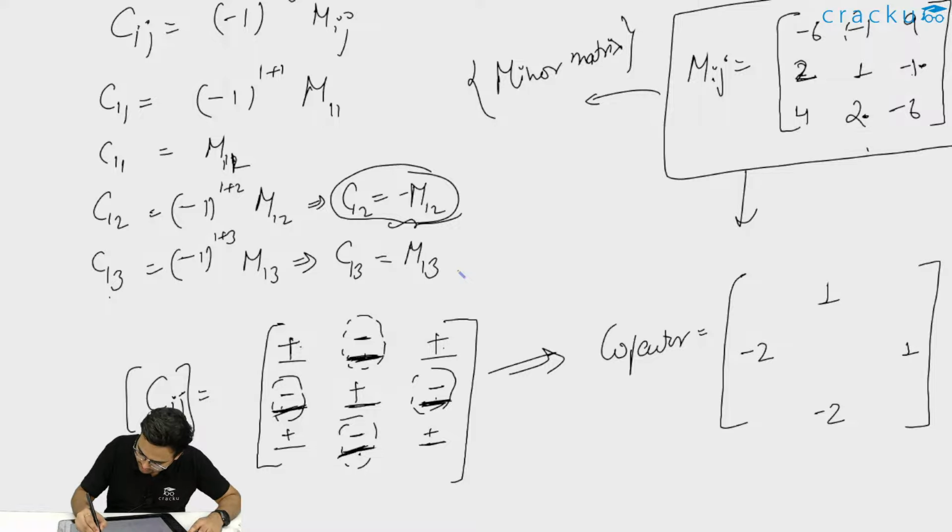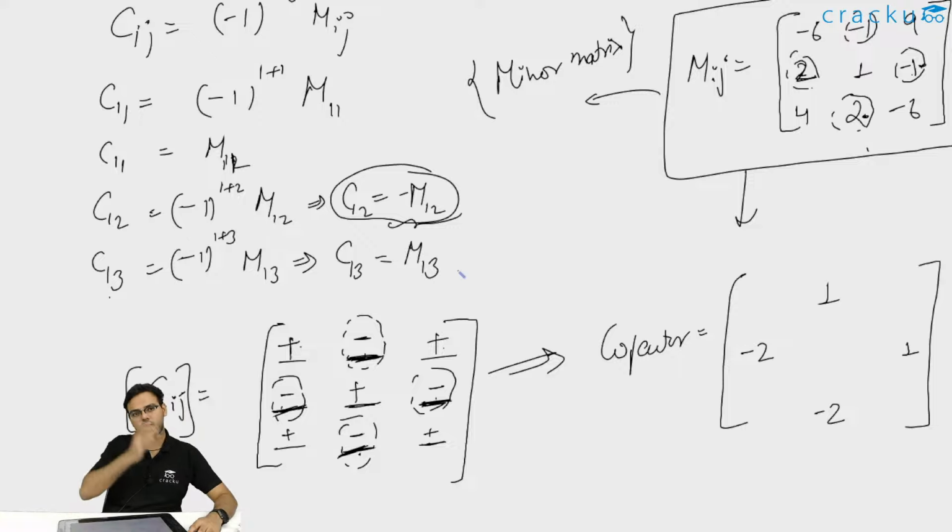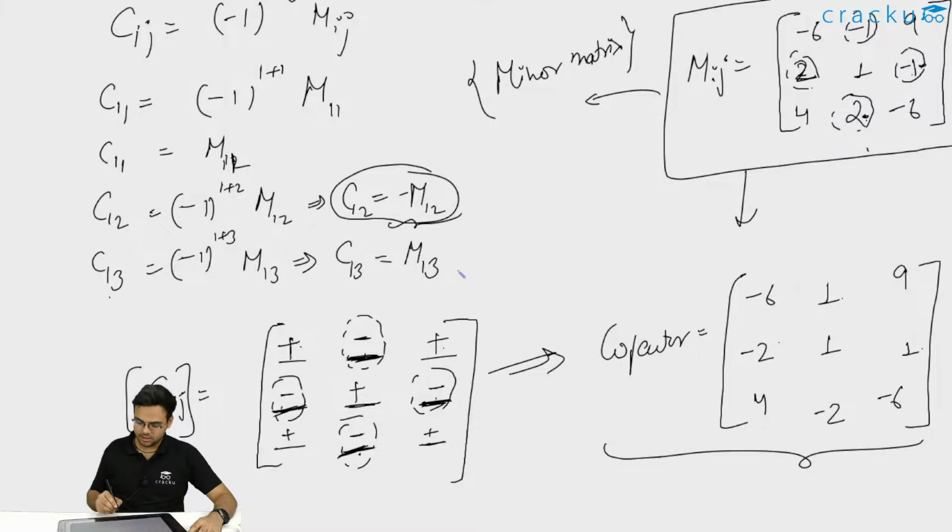So signs of this element, this element, this element and this element will be changed from positive to negative or negative to positive. There will be a change in sign. So minus 1 is changed to 1, 2 is changed to minus 2, minus 1 is changed to 1 and 2 is changed to minus 2. Now for all the rest of the elements the symbol will remain the same. So this will be minus 6, this will be 9, this will be 1, this will be 4 and this will be minus 6. So this is your cofactor matrix.